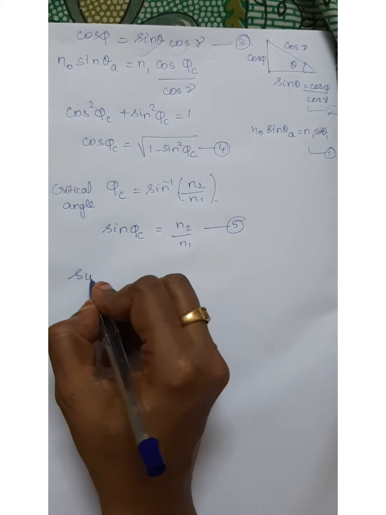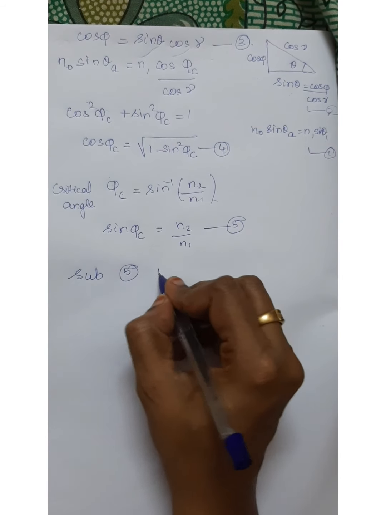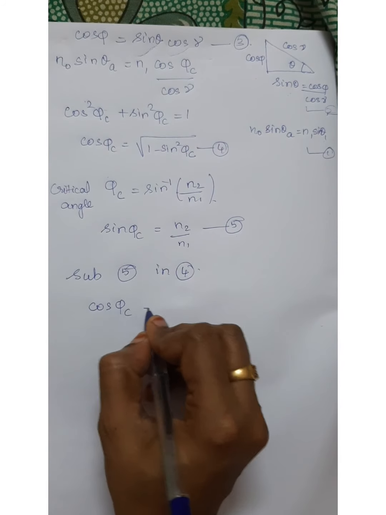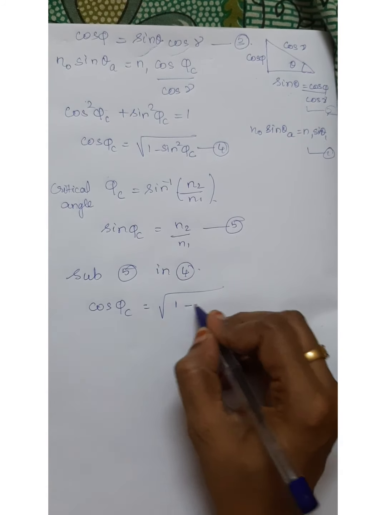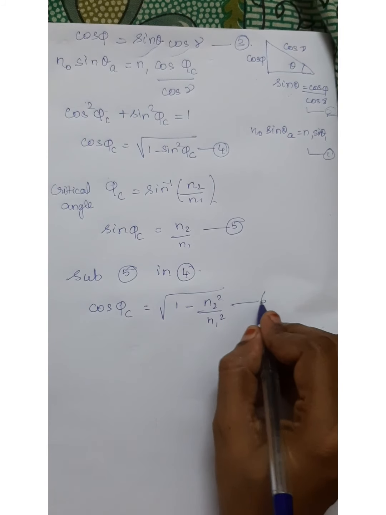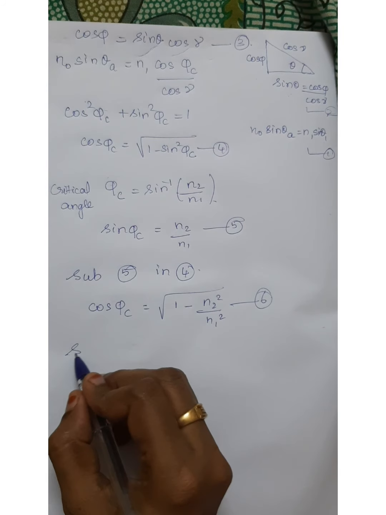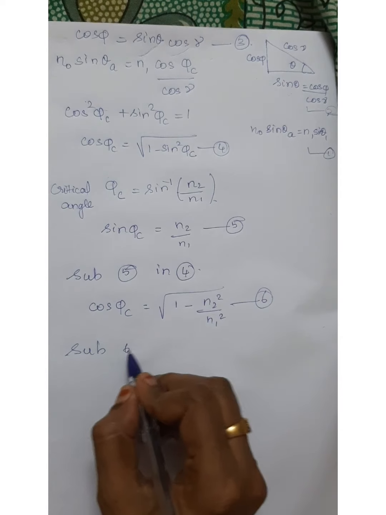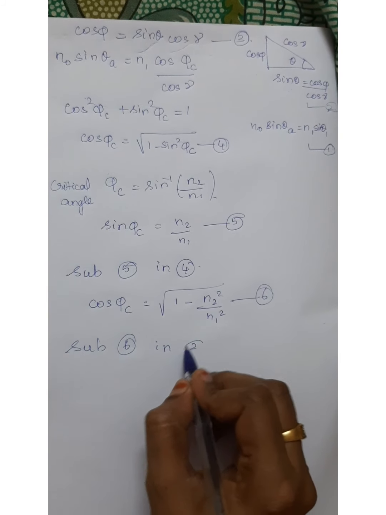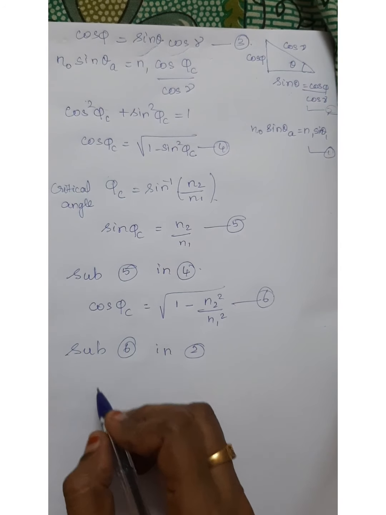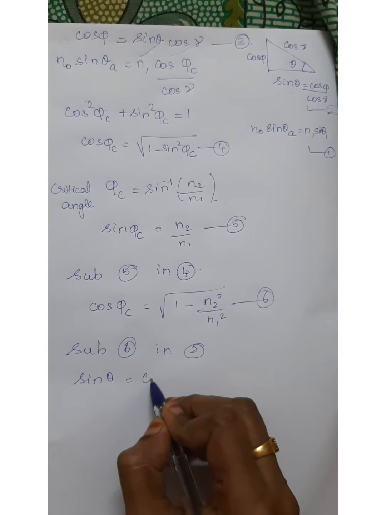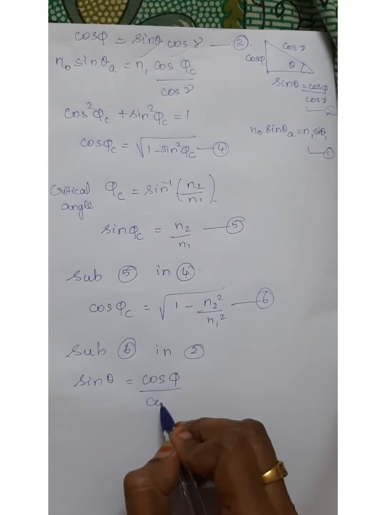Now substitute equation 5 in equation 4. So what is the value we got? Cos phi c equal to root of 1 minus n2 squared by n1 squared. This is equation number 6. Now substitute the sixth equation in equation number 2. What is equation number 2 for us? That is sine theta is equal to cos phi by cos gamma, correct?